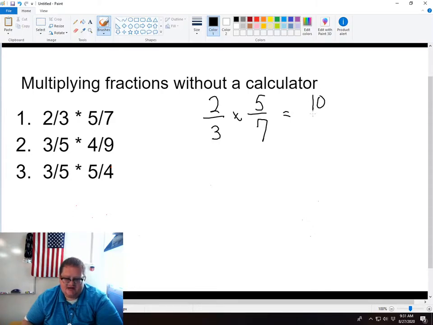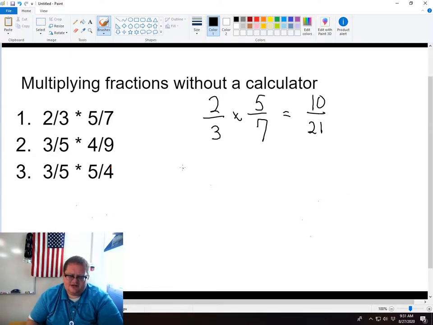2 times 5 is 10. 3 times 7 is 21. 10 over 21 is the answer. It's that easy. I think people maybe get it confused with adding and subtracting fractions, which is a lot harder. But yeah, multiplying is actually pretty straightforward.